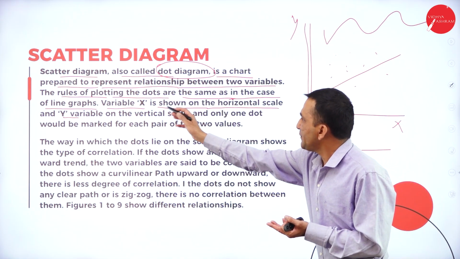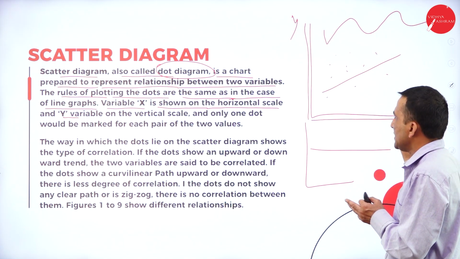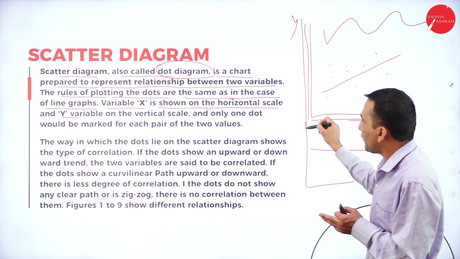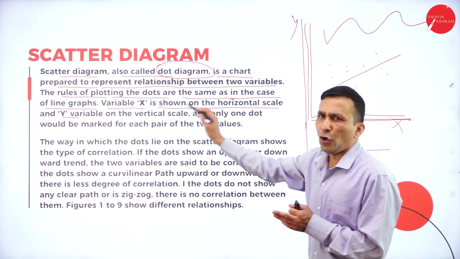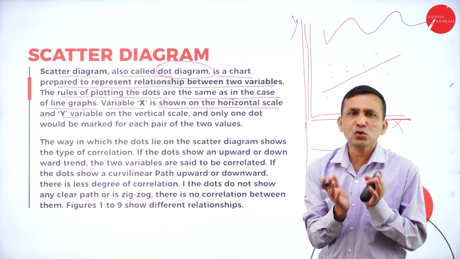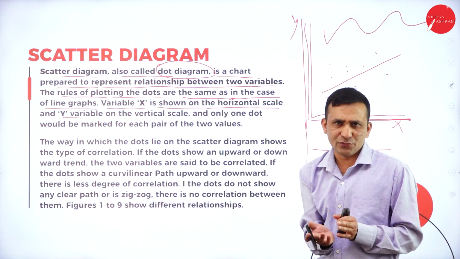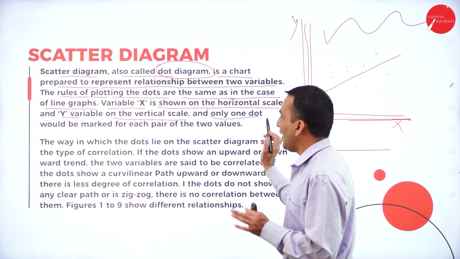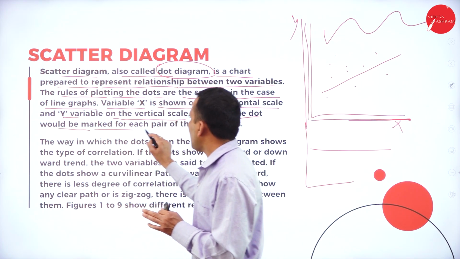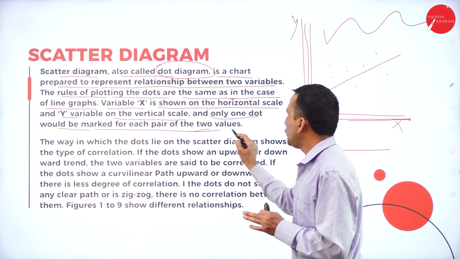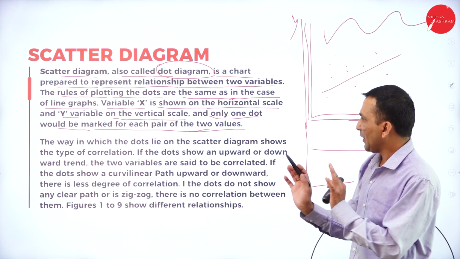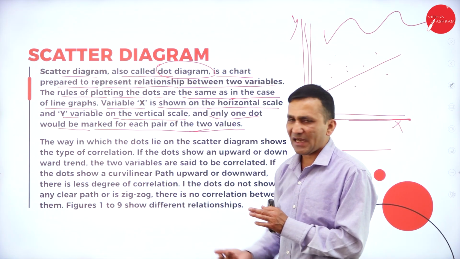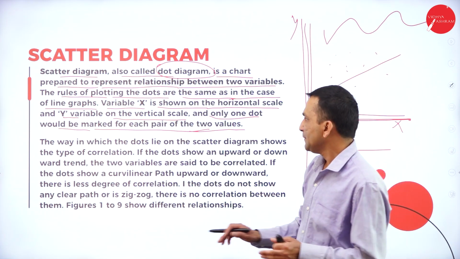The x-axis goes for the x series, which looks horizontal. The y-axis goes vertical. So for both x and y, two scales are selected. Two variables we are selecting on the scales. And only one dot is marked for each pair of the two values. At the time when you are plotting the data, in the coming slides you can get more clarity.